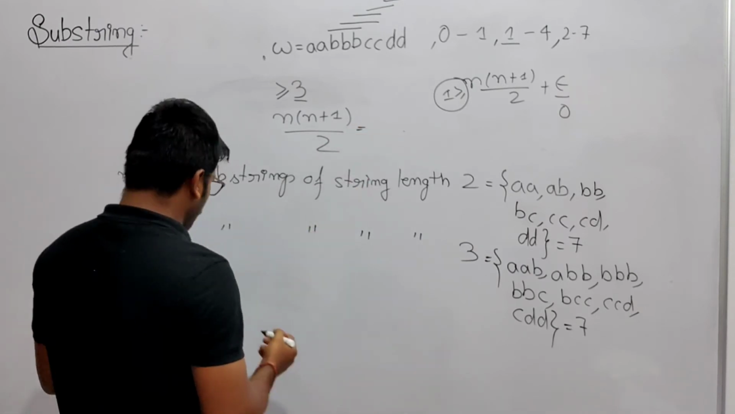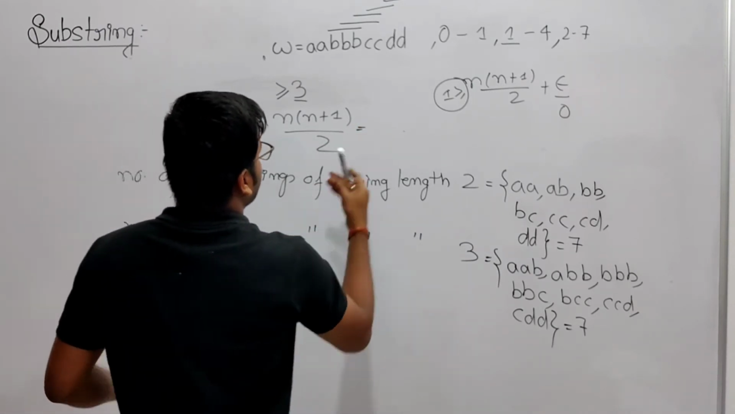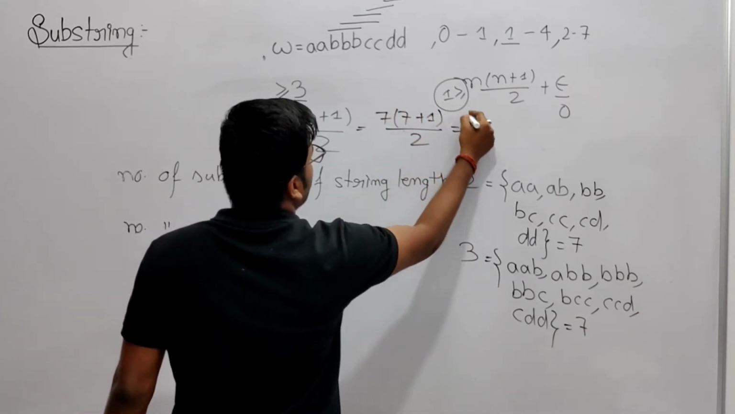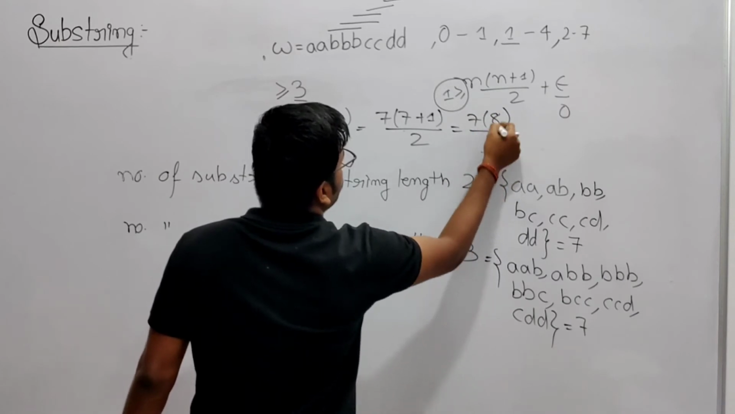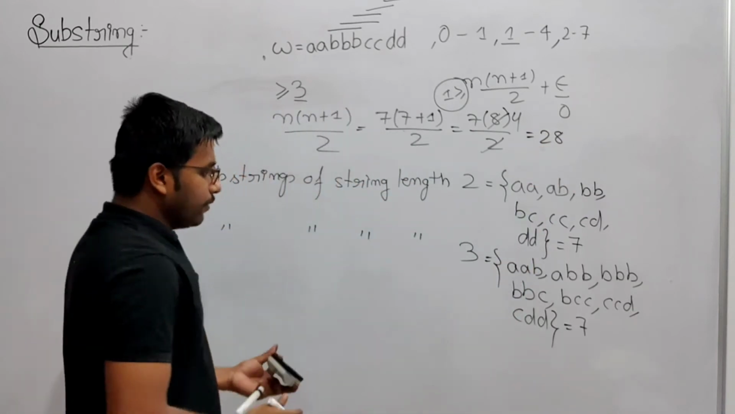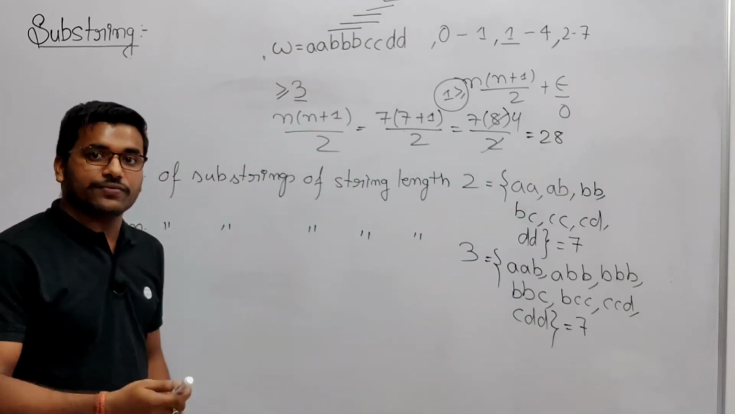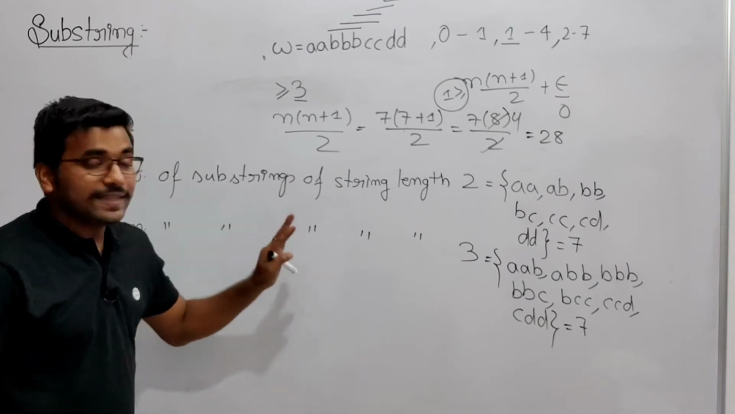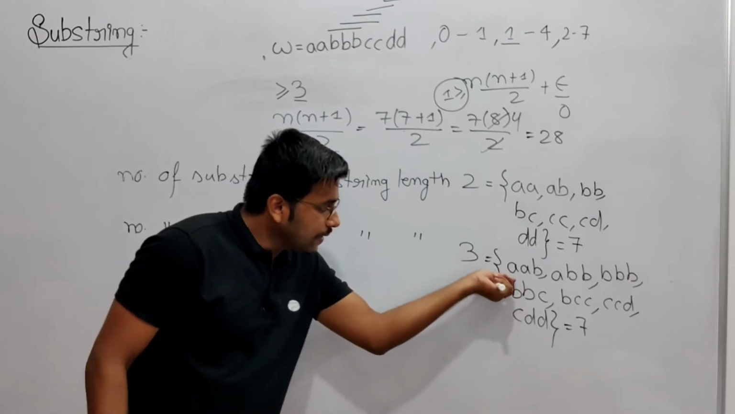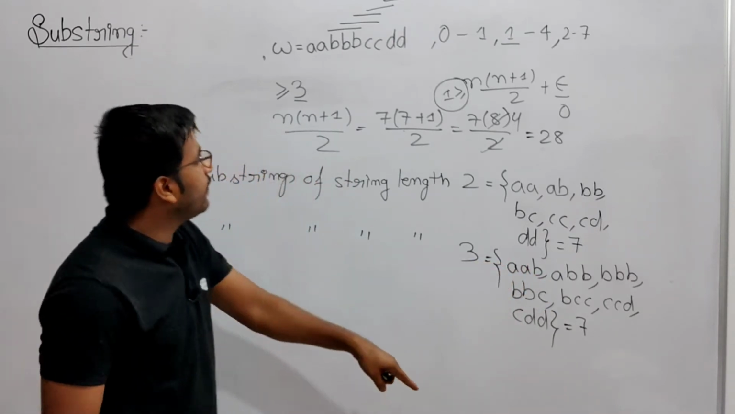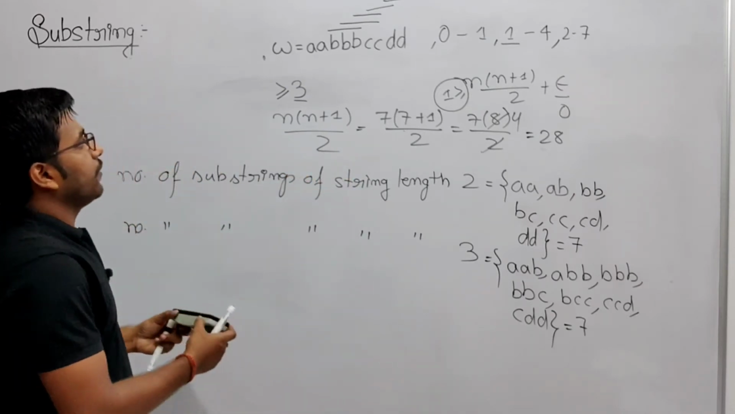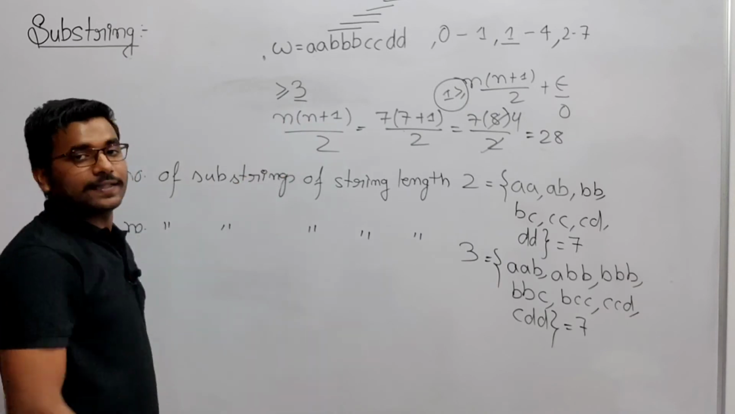Now I will apply the formula here. So it will be 7 into 7 plus 1 by 2. So 7 into 8 by 2, that is 4. So 7 into 4 is 28. So this formula is going to give you the number of substrings whose length is greater than equal to 3. No need to include that again, because I am assuming this substring as 1 symbol, and applying this formula gives the number of substrings when the substring length is greater than equal to 3.